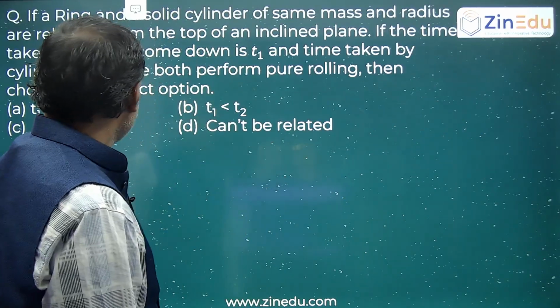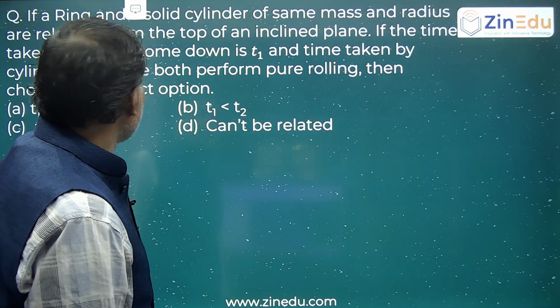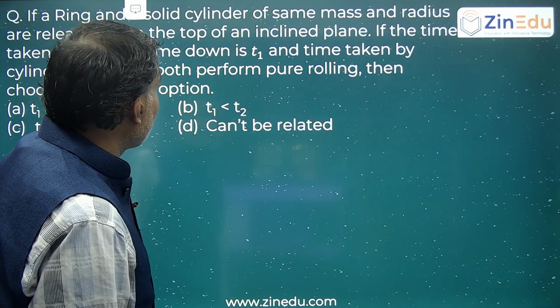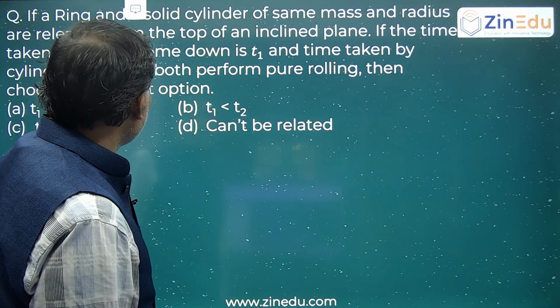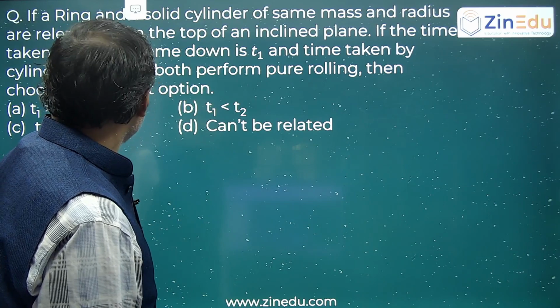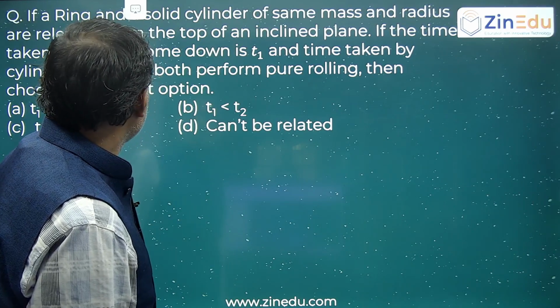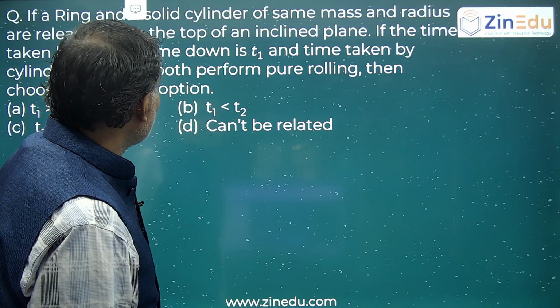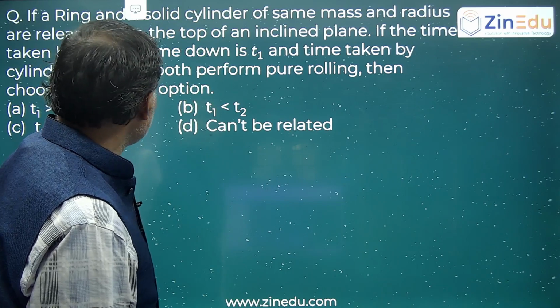Next question. If a ring and a solid cylinder of the same mass and radius are released from the top of an inclined plane, if the time taken by the ring to come down is T1 and the time taken by the cylinder is T2, while both perform pure rolling, then choose the correct option.